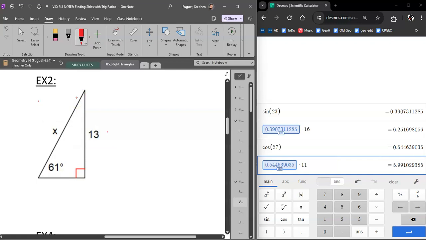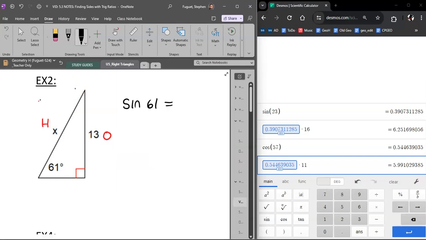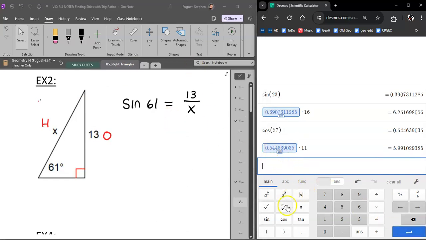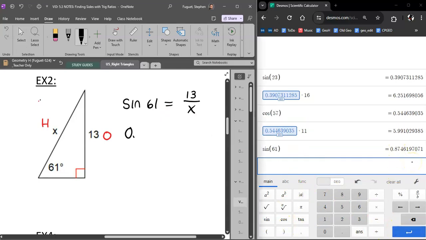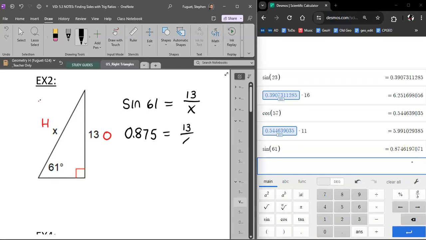The opposite side of 61 is going to be 13. The hypotenuse is going to be x. And so just like the first example we had done in this video, we're going to use the sine ratio of 61 degrees to help us find this. But in this case, notice I'm going to get 13 over x. So what happens here? I'm going to first compute sine of 61 and press enter. And that's going to give me 0.875 equals 13 over x.